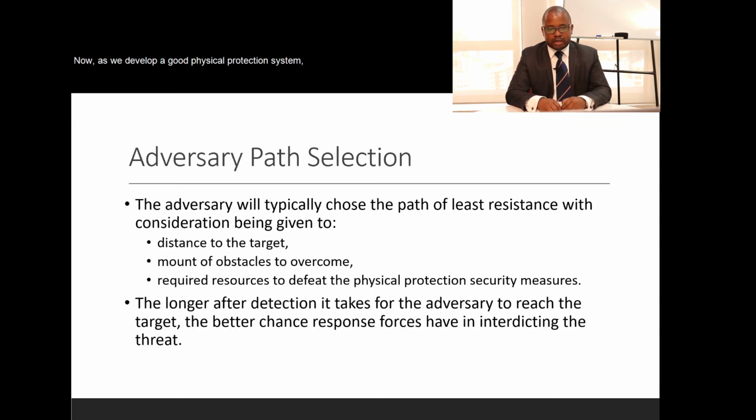Now, as we develop a good physical protection system, it is important that we think about the path that the adversary will select. And typically, the adversary will select a path that has the least resistance from any protection system that has been put in place. Also, the adversary can select a path based on distance, the shortest distance, or the amount of resources that are required to defeat the existing physical protection systems or measures in place.